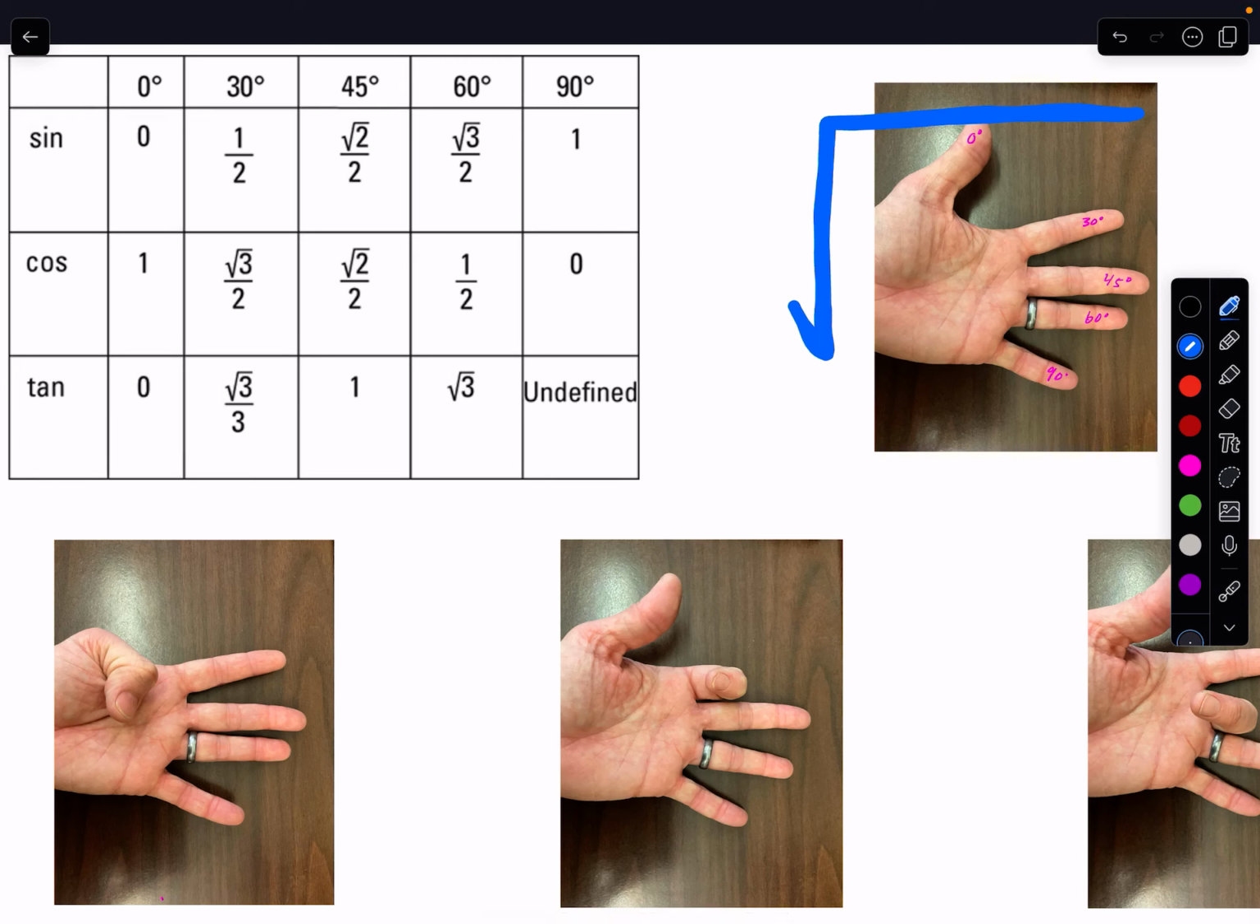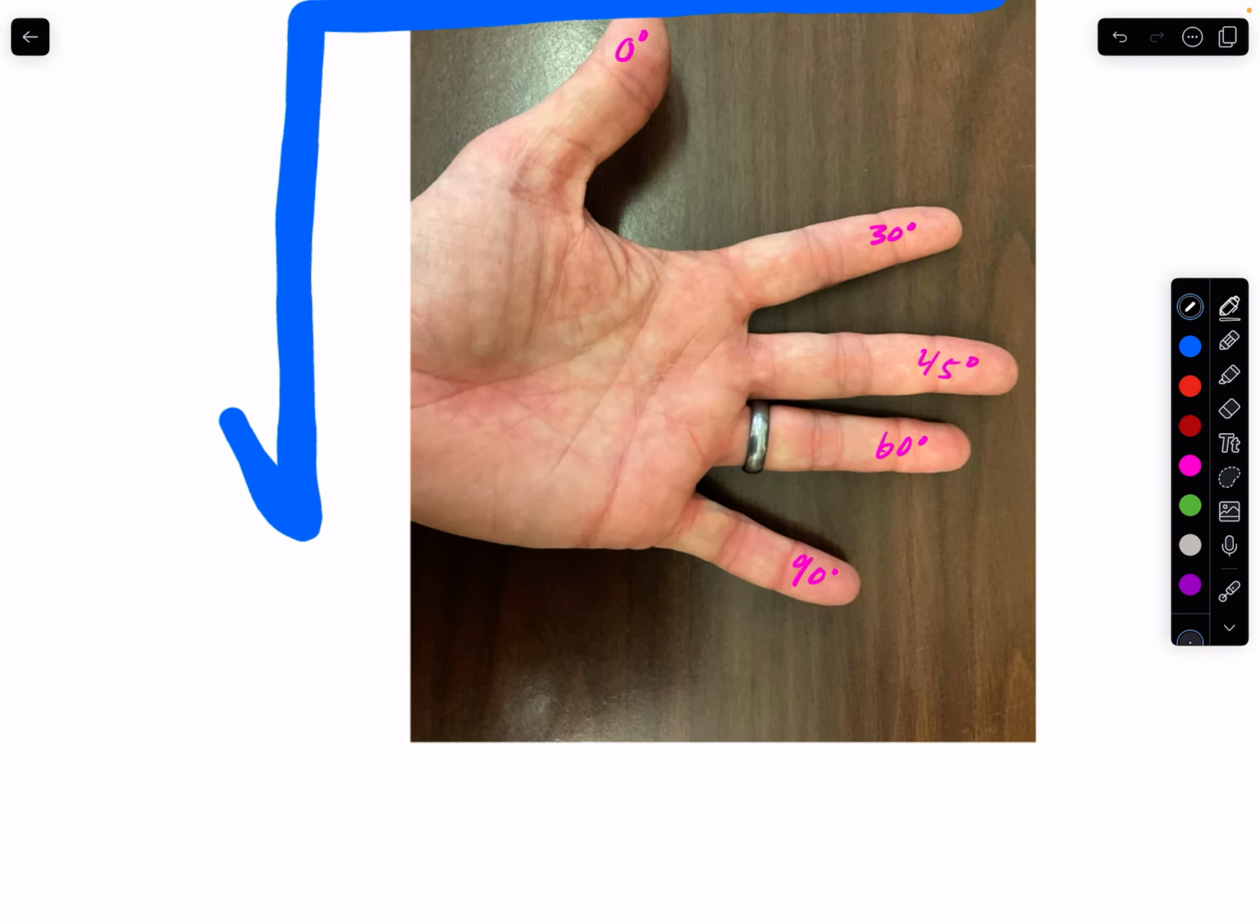Okay, so now we're going to look at learning how to create tangent using the hand trick. Hopefully you've mastered sine and cosine so far. So for tangent, you're going to take your same left hand and turn it down to the side.